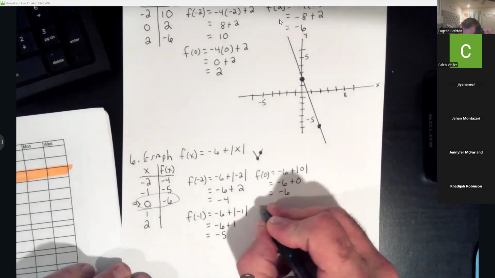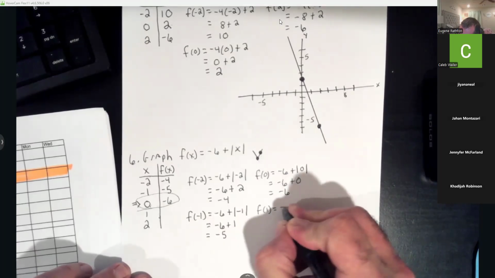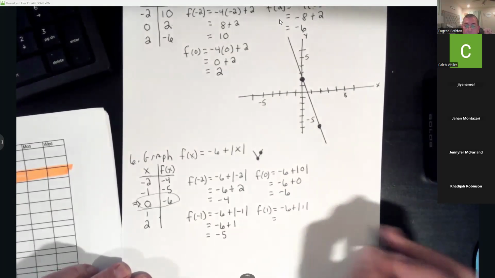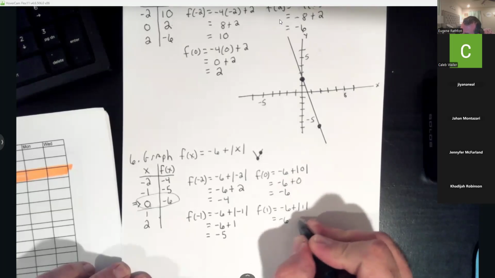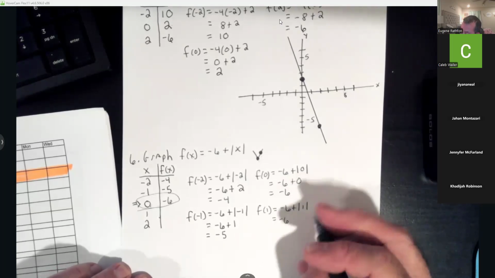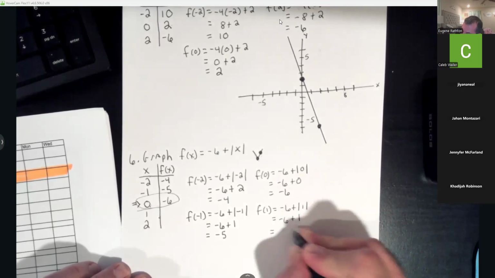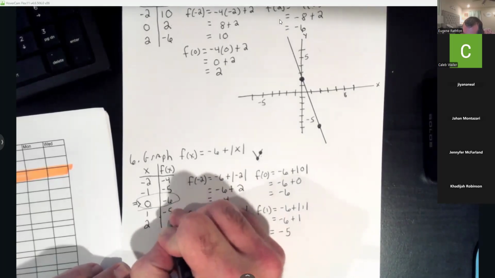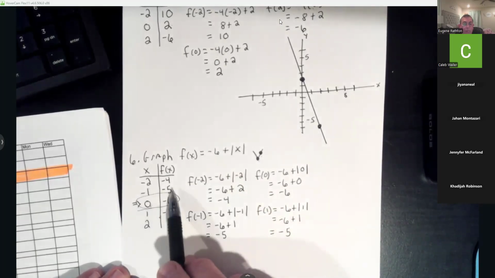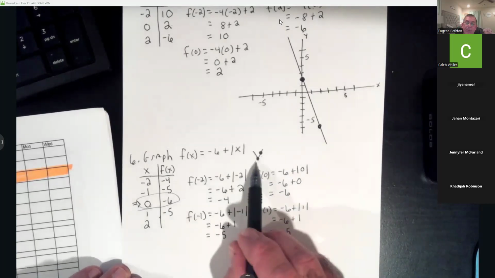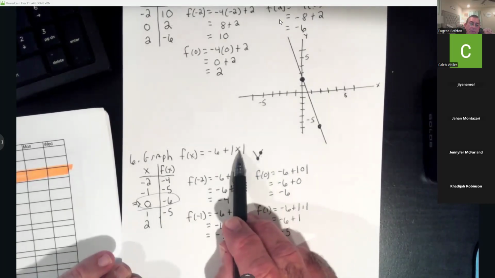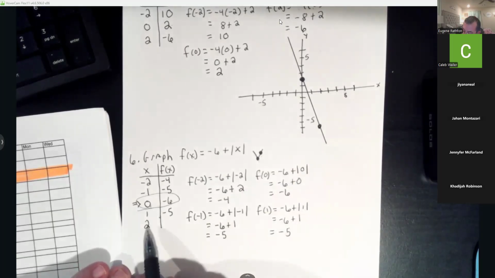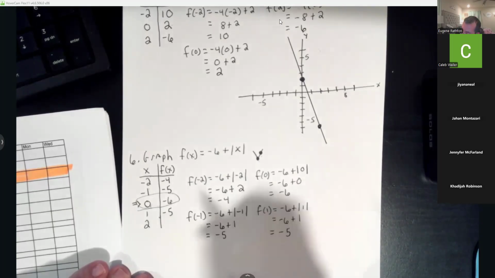All right, let me put a 1 in. F of 1 equals -6 plus absolute value of 1. All right, y'all bring down the -6. Absolute value of 1 is 1. And -6 and 1 give me -5. So see, -1 and 1 both gave you the same answer on these absolute values because the absolute value of a negative number is the same as its opposite, okay? All right, y'all, finally, f of 2.